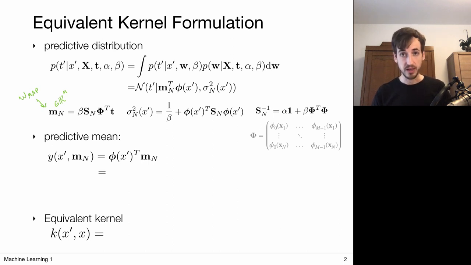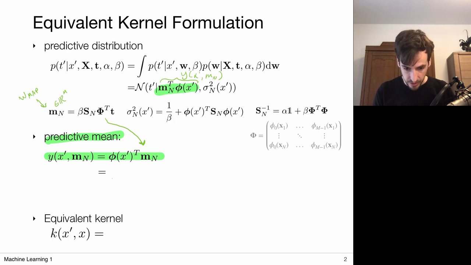And what I'm going to do next is make this a bit more explicit by really writing out what this predictive mean looks like. So I'm going to call this predictive mean y(X prime, Mn). So it's a linear model which maps an X prime to a particular mean, and it is parameterized by Mn. Okay, so I'm writing out this term, which is the predictive mean. Really, let's just fill in this expression over here and write it out in such a way that it becomes very clear how my predictions are obtained via a linear combination of my data points. Okay, so let's just start writing this out.